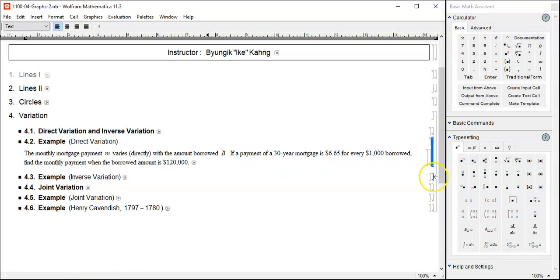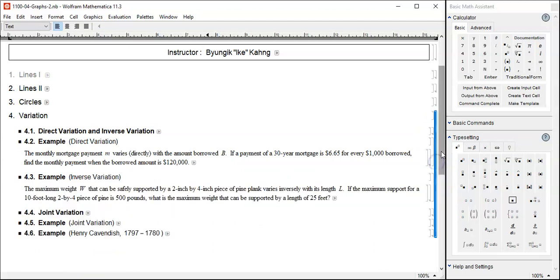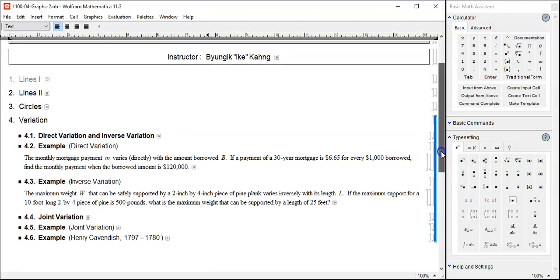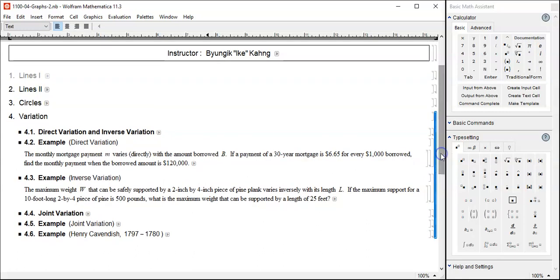Here are a couple of examples, and let's go through with these. It may be a good idea to start the playback and read through the problems first. Please do.